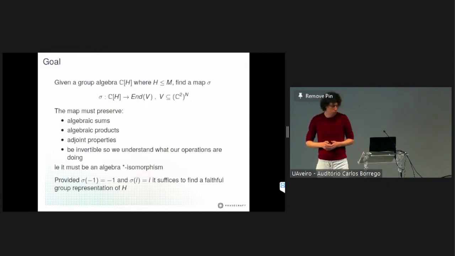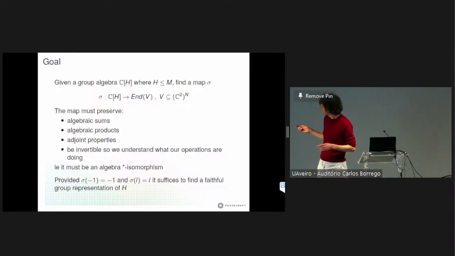Okay, so the goal here is to say, given some group algebra on some subgroup of the Majorana monomials, can we find some mapping that maps from this group algebra to operators on some qubit Hilbert space? The map must preserve sums, products, and adjoint properties, and the mapping should be invertible, in the sense that when I perform an operation on my system, I should know what fermionic operator it corresponds to. And so what this means is that we have to be constructing some kind of algebra star isomorphism.